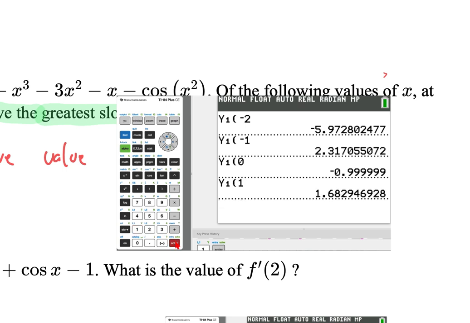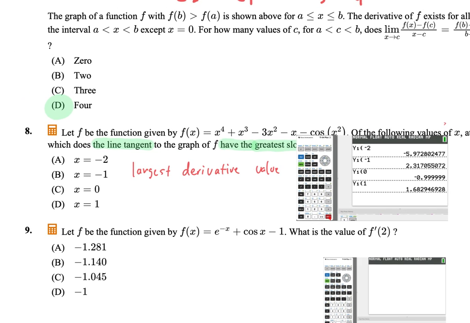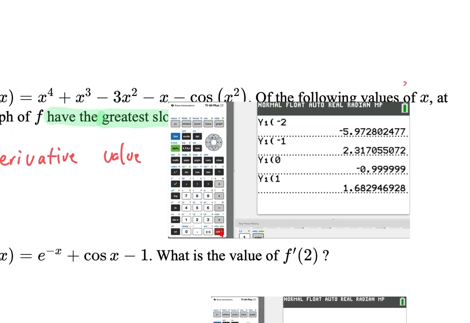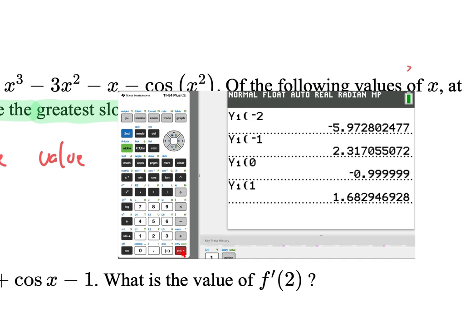Okay, so now we got our answer. They wanted to know at which of the following values of x the function has the greatest slope. These are all derivatives, so these are all slopes. The greatest slope is right here because it's the biggest number. So at x equals -1, our function has the greatest slope because it has the greatest derivative. Okay, so now we know the answer is B. Let's look at different ways to do this though, because maybe for a different problem another way would be better.